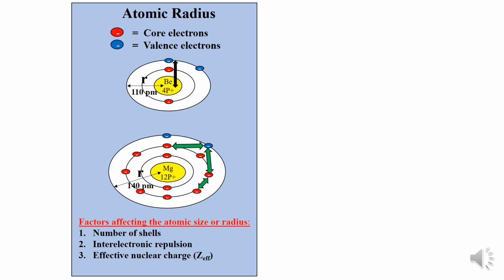What is effective nuclear charge? Effective nuclear charge is the electrostatic force of attraction between the positively charged protons and the outermost valence electron. It can also be defined as the net positive charge experienced by the outermost valence electron in a multi-electron atom. So effective nuclear charge is high in case of beryllium, while it is low in case of magnesium. Why is that? Because of electron shielding.